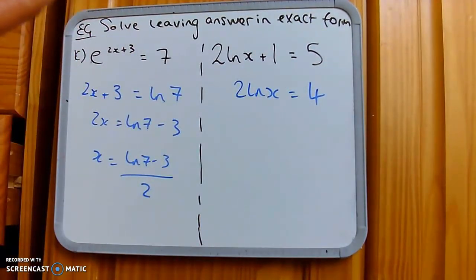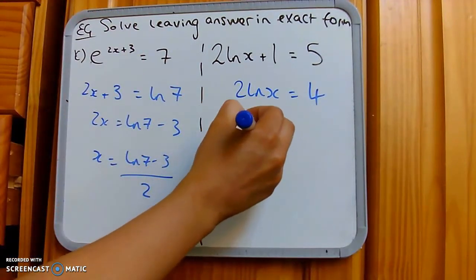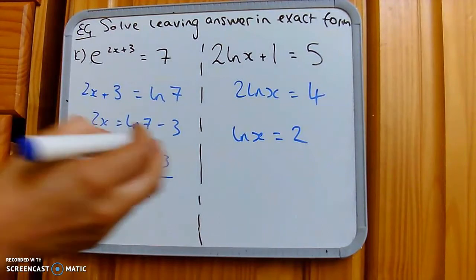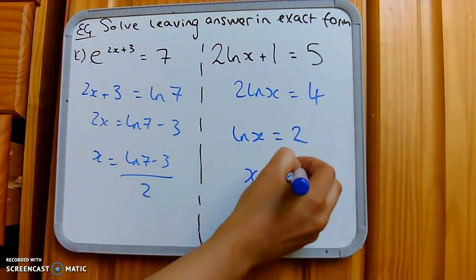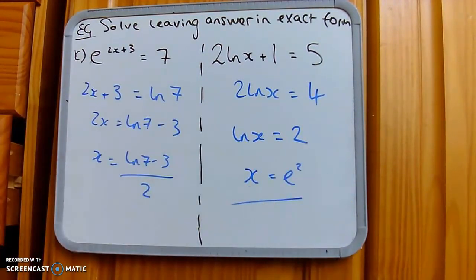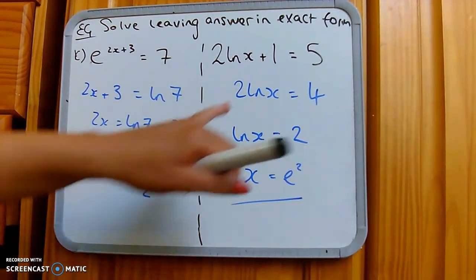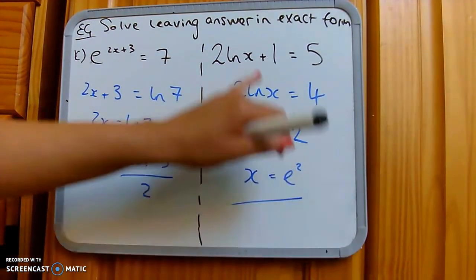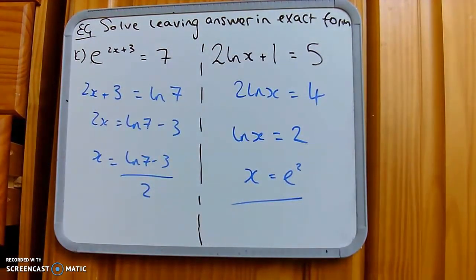Or I'm just going to divide by 2. So I get that ln x is equal to 2. Okay, and therefore x is equal to e squared is our answer. Okay, we only have one answer because even if we'd taken the squared here and square rooted, we can't have a negative number as an answer because we can't input a negative into a logarithm.